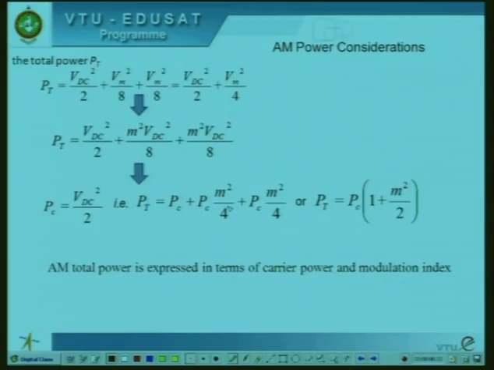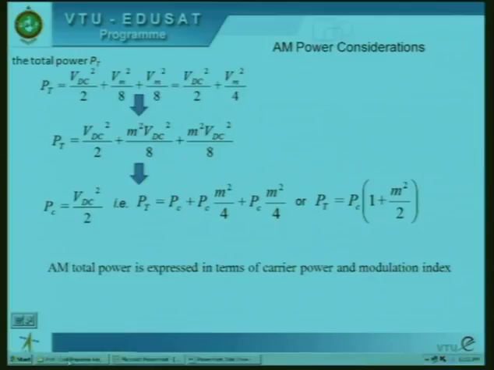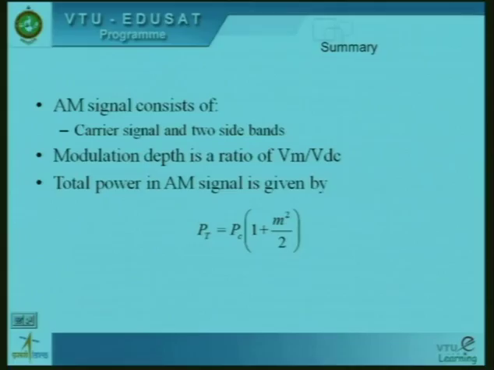Let me now summarize. The amplitude modulated signal consists of a carrier signal and two sidebands, and there is a parameter called modulation depth, given by Vm by VDC, and we need to ensure that m is always equal to 1 or less than 1. If it is greater than 1, we lose information. Then the AM signal power is given by Pt equal to Pc into (1 plus m square by 2). If you remember these three concepts, we have understood what amplitude modulation is.